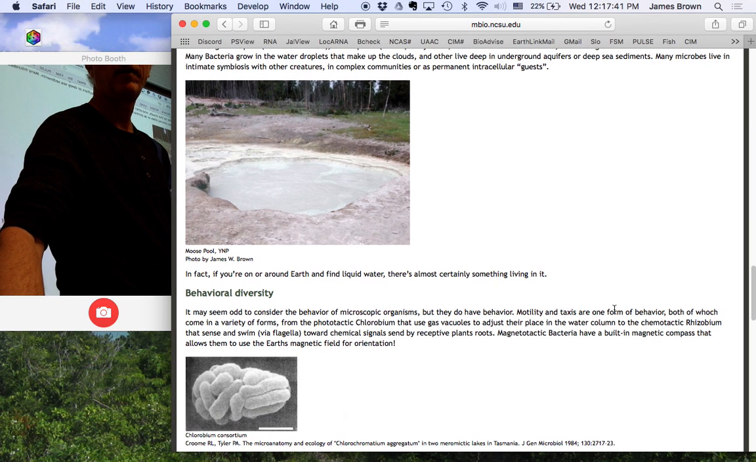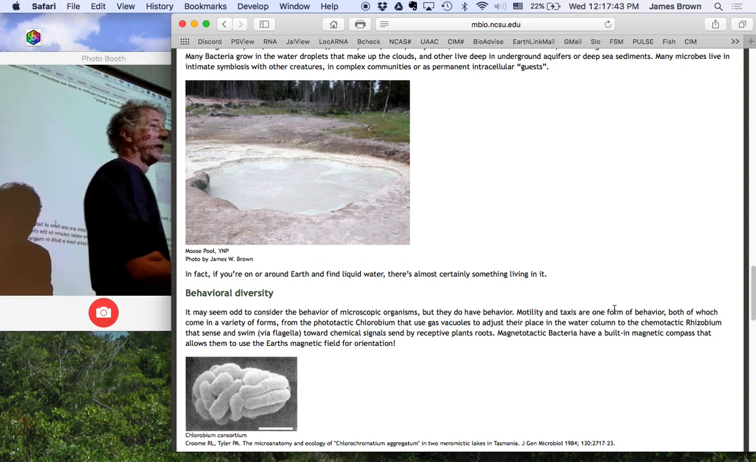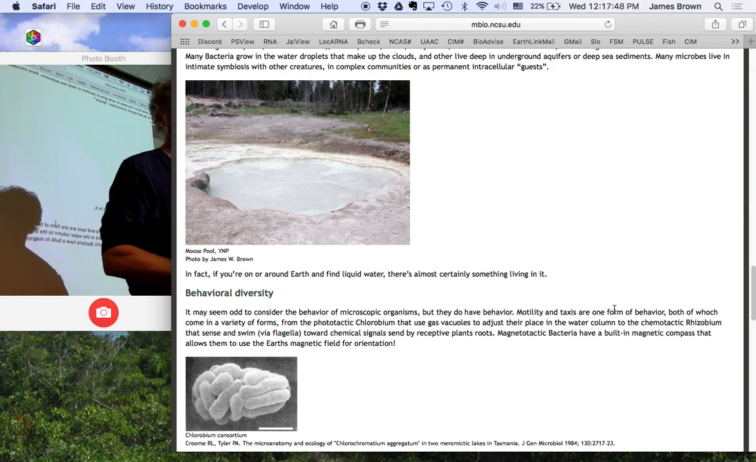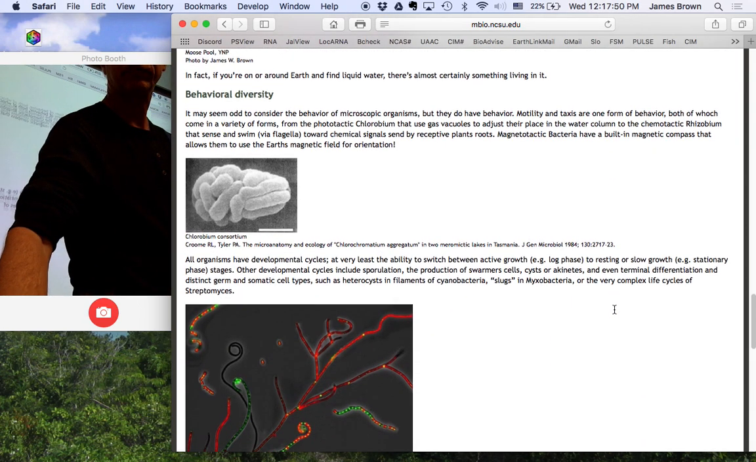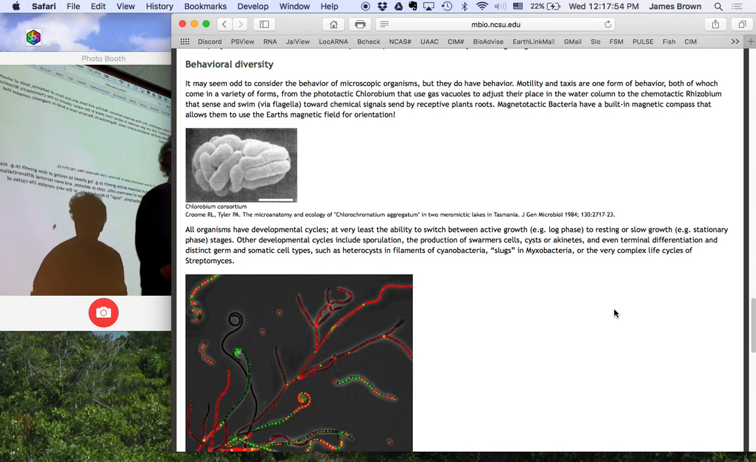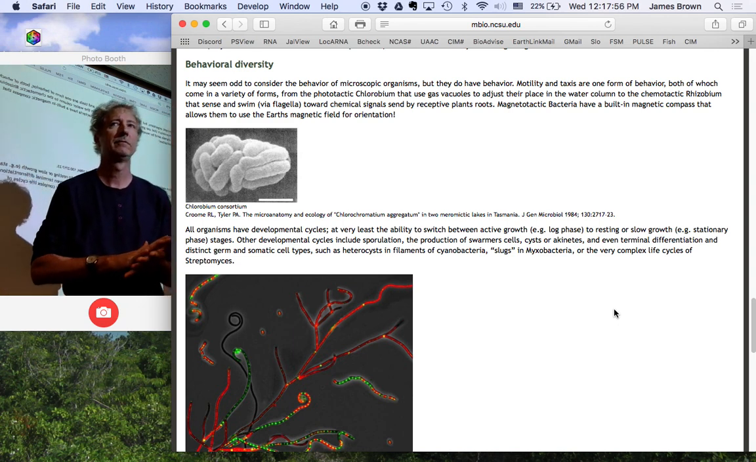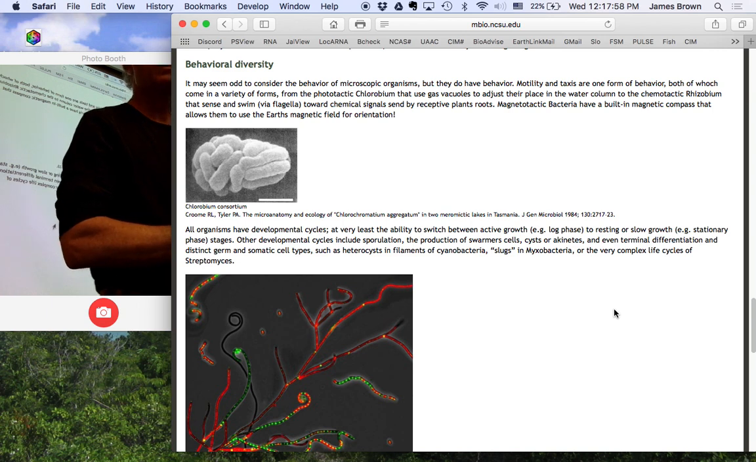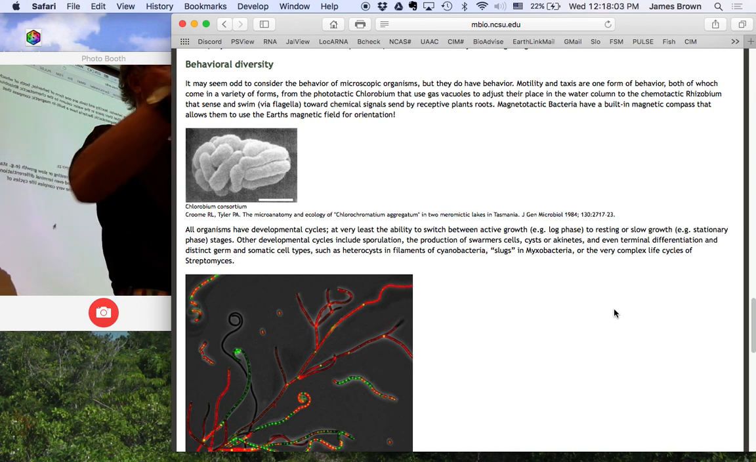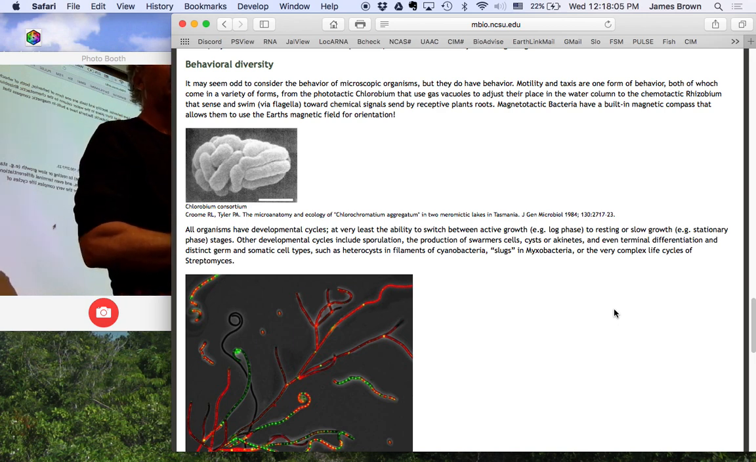Symbiosis. I mentioned mitochondria and chloroplasts already. We live in a microbial world, not separate from it. Behavioral diversity. Really, bacteria, behavior? Sure. Chemotaxis is a trivial example of this, right? If you put a drop of glucose in a tube, all the E. coli will swim to it.